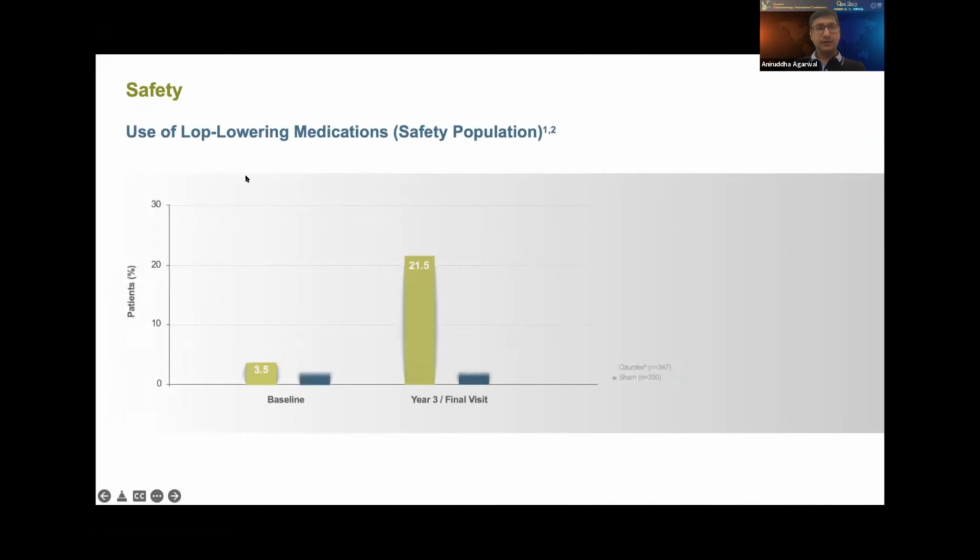And the use of IOP lowering medications also, as reported by the MEAD study and the other clinical trials, is the same thing that we see in clinical practice. We don't see more than 20% of patients needing topical therapy, and usually it's a transient therapy.